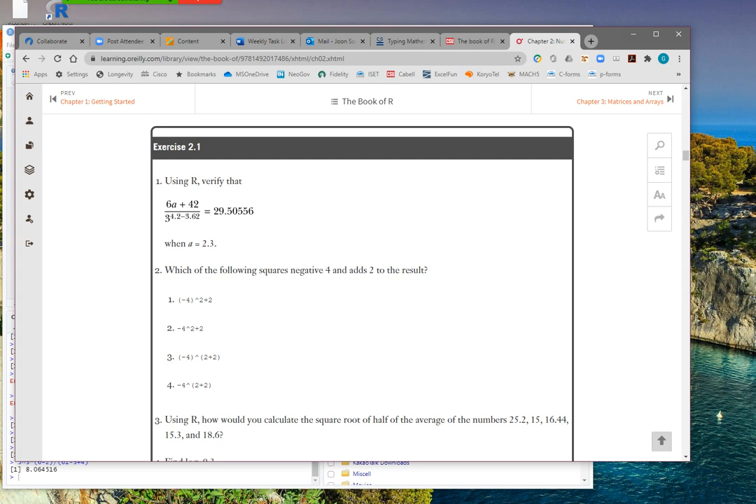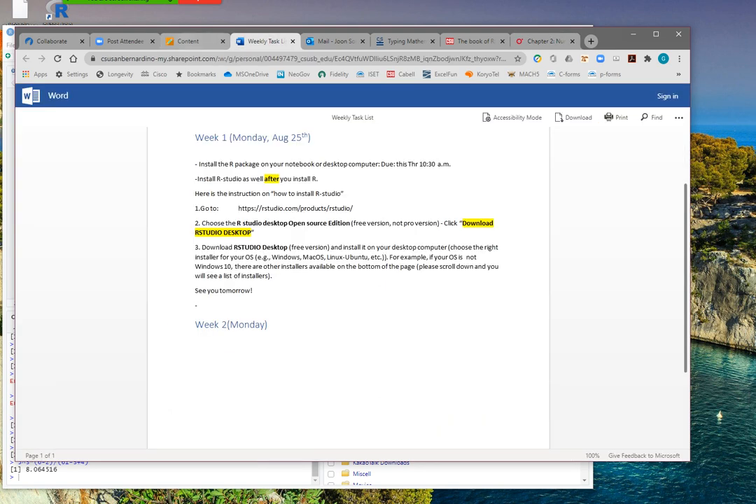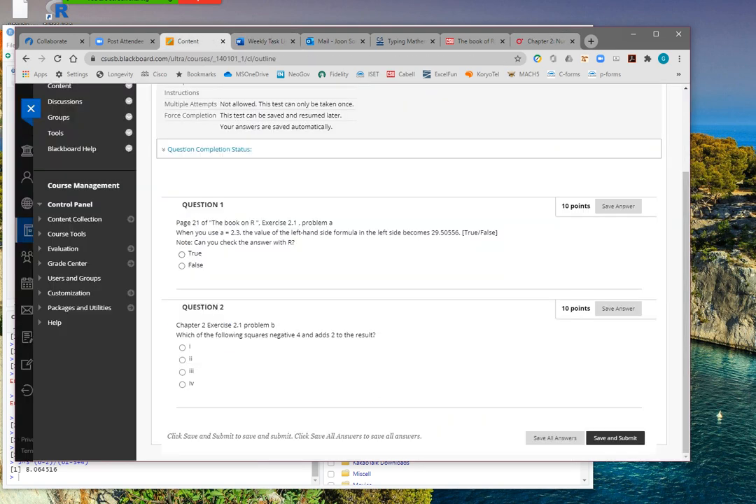If it turns out to be 29.50556, then your answer will be true. If you end up getting something different, for example if you got 31, then your answer will be false. Please verify with R. So that's a true or false question.